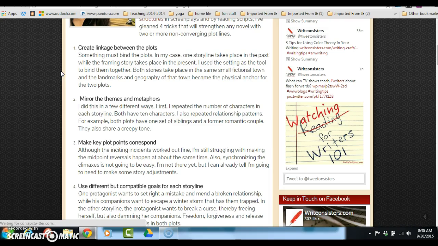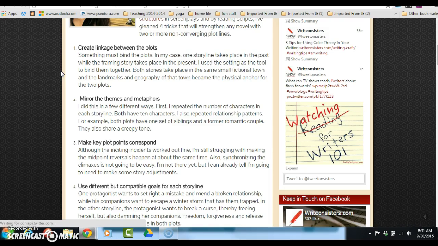So you can repeat a number of characters in each story. They might have the same main two characters. Repeat the relationship patterns, and that would be two different relationships being described. Maybe your relationship with your mother, maybe your mother's relationship with your father. And so you're telling the story of your relationship with your mother, but you're also telling the story of your mother's relationship with your father.